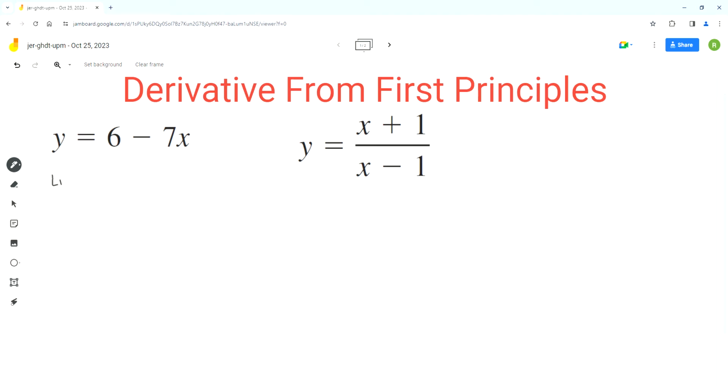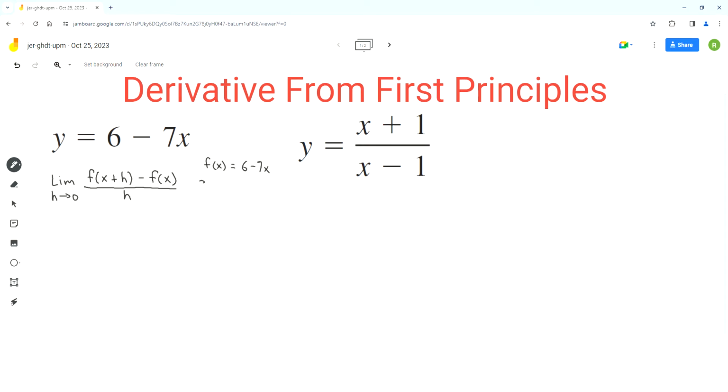Limit h approaches 0 and f at x plus h minus f at x over h. F at x is the given function, which is 6 minus 7x. So I'll write it here. So f at x is the given function 6 minus 7x.